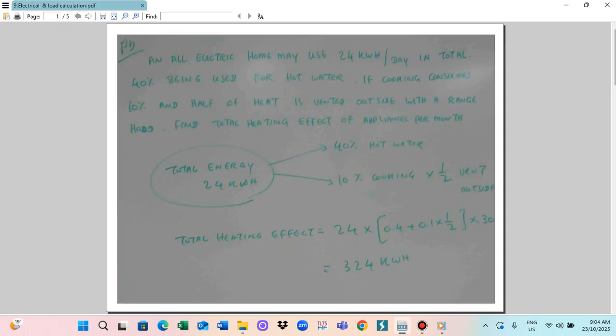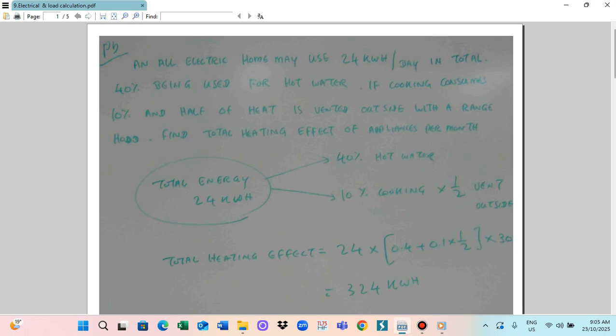Because this program and all the electric home may use 24 kilowatt hours a day in total. So 40% is being used for the hot water, and cooking consumes 10%, and part of the heat is vented outside in the range hood. So those things are the heat. So this means the total energy for 24 hours.